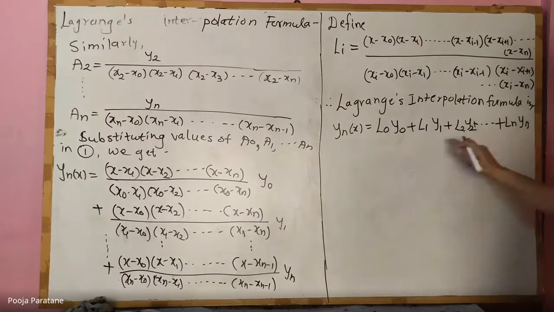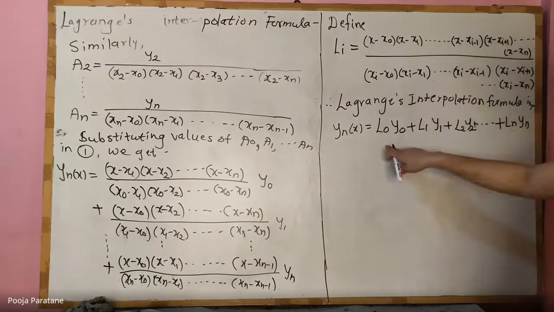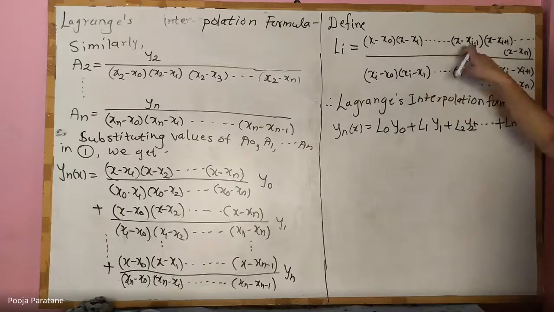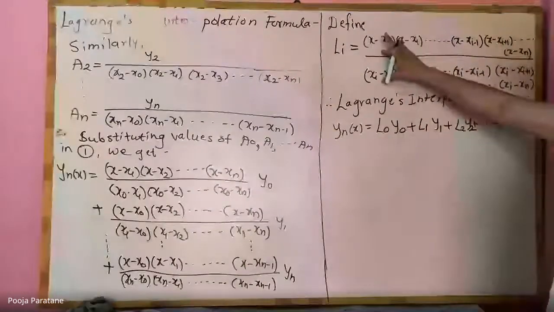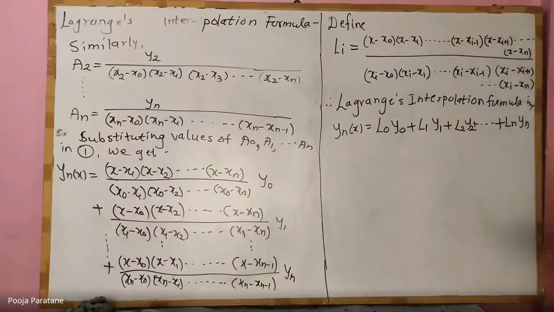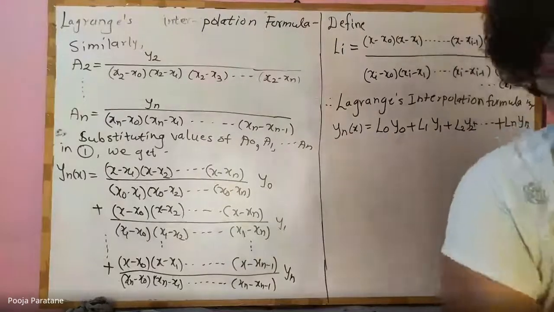And where Li is this, that is, L0 is what? Starting from x minus x0. So obviously x minus x0 and these two terms will not be there that time, so you have to write it that way. So this is your Lagrange's interpolation formula. In this way you can remember it. So let us solve an example on this.